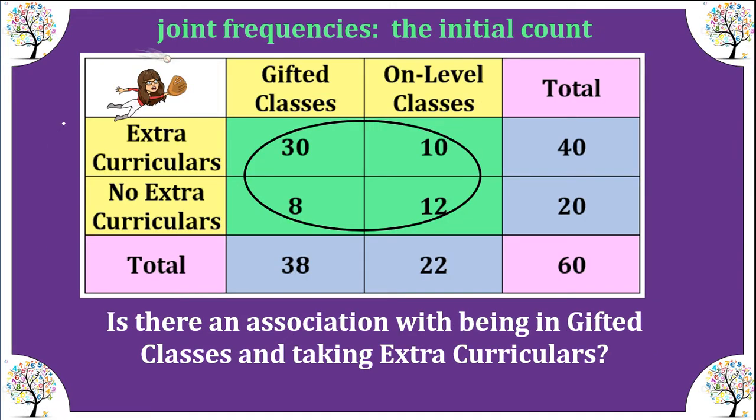So now let's talk about a few vocabulary terms. Joint frequency pretty much just means the initial count of your survey. This is where the columns and the rows join together, and these are called the joint frequencies.